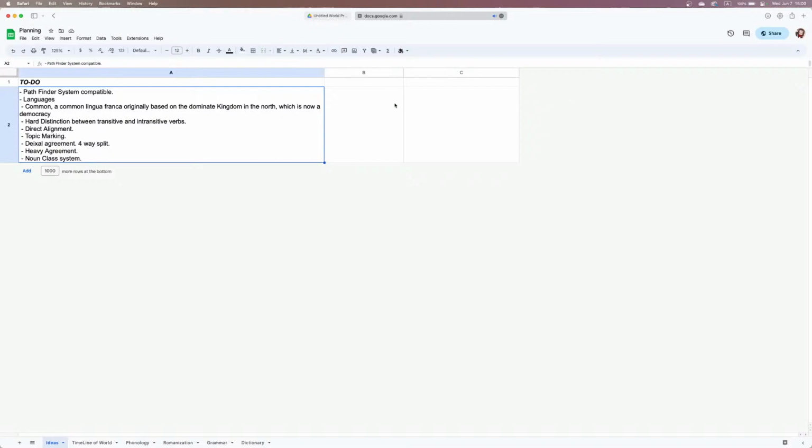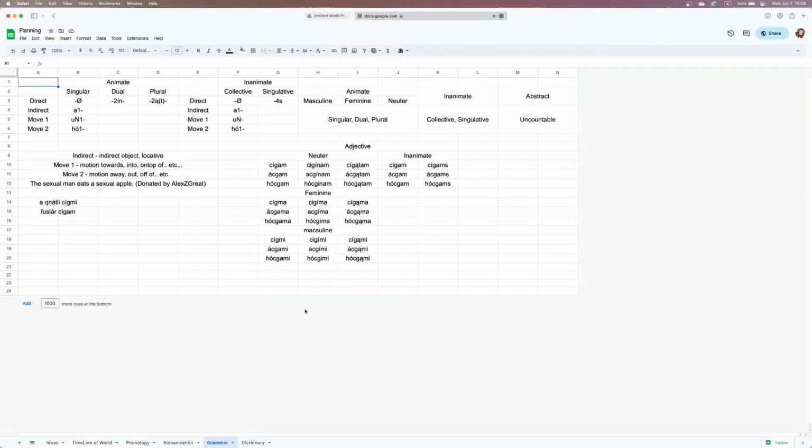Hello, people. Welcome to part 3 of the World Creation Project. Last time we went over our nouns, the animate, inanimate distinctions. We have found the patterns for cases and number. It's been, I think, 2 weeks, so I'm just going over this again. We also have the beginnings of our adjectival system. So, yeah, that looks about right.